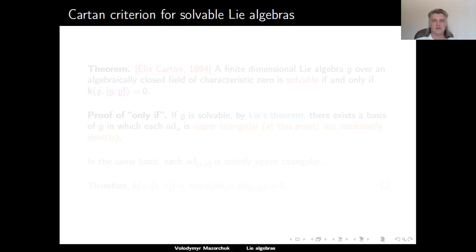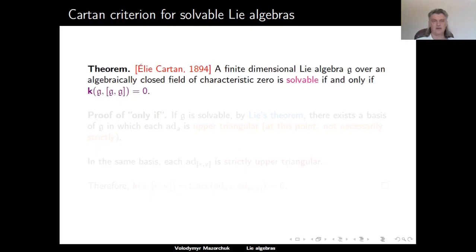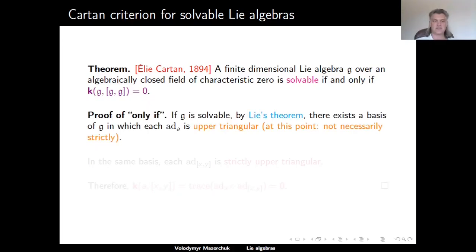So let us now formulate and prove the main theorem about the Killing form. It is called Cartan criterion for solvability of a Lie algebra. The theorem, which belongs to Elie Cartan from 1894, states that a finite-dimensional Lie algebra over an algebraically closed field of characteristic 0 is solvable if and only if the derived algebra is orthogonal to the whole algebra with respect to the Killing form. So this is an if and only if statement, and the only if part is fairly easy. So let's first prove the only if part.